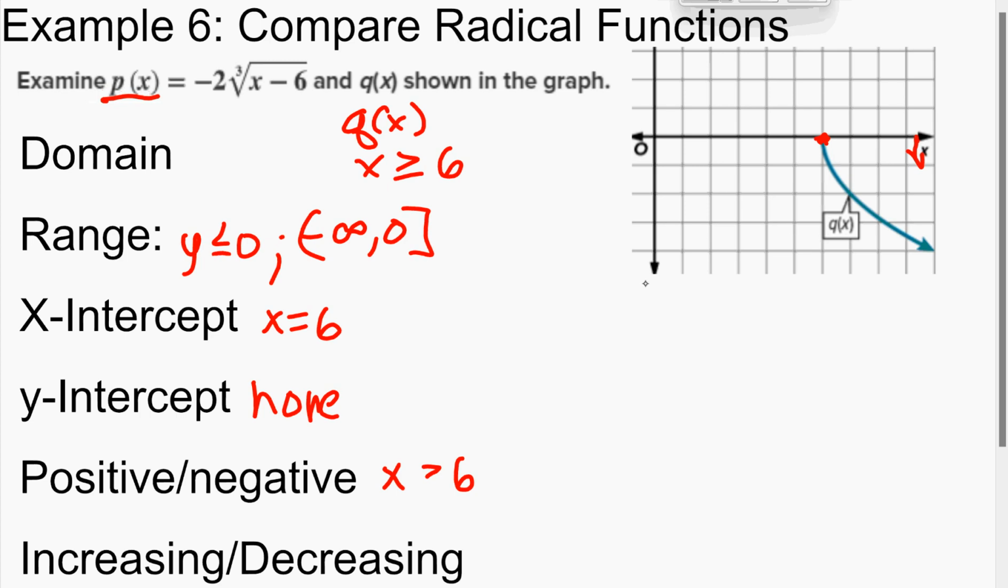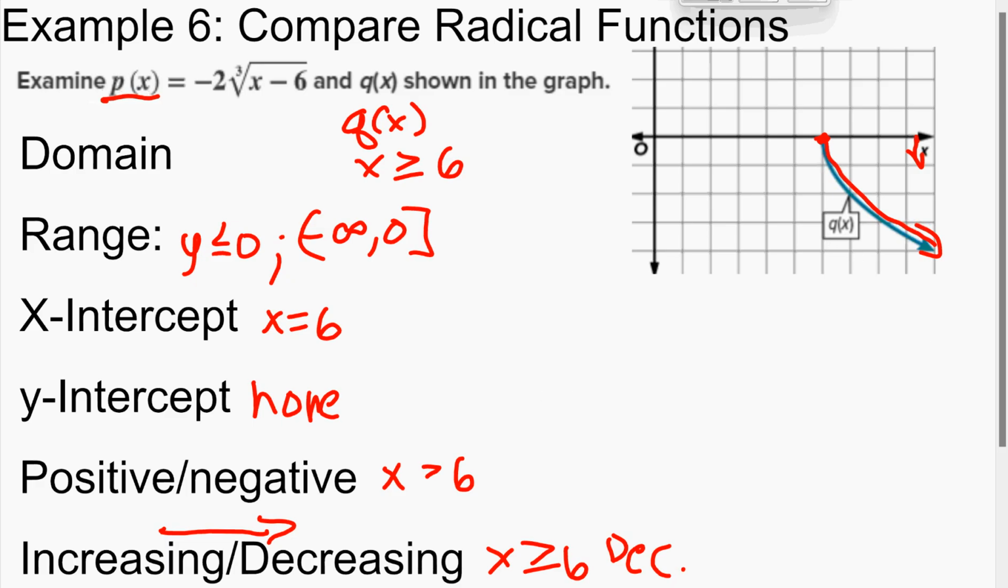And then increasing or decreasing: as I go from left to right, what's my graph doing? As I go from left to right, my graph is drawing down, so that means it's decreasing. So from x greater than or equal to 6, my graph is decreasing. Okay, so those are all the characteristics of this square root function q of x.